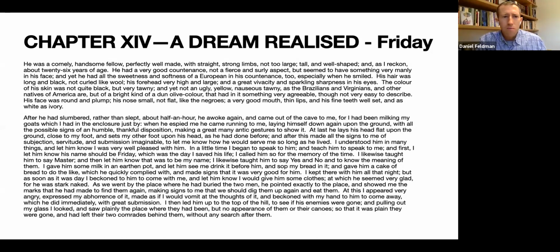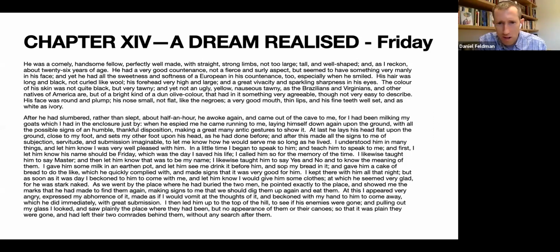The color of his skin was not quite black, but very tawny. He's not white. He's dark-skinned, and other natives in America of a bright dun olive color. There is more description of his appearance than of Crusoe's. He slumbered rather than slept. He's not like me. He is not a civilized person.